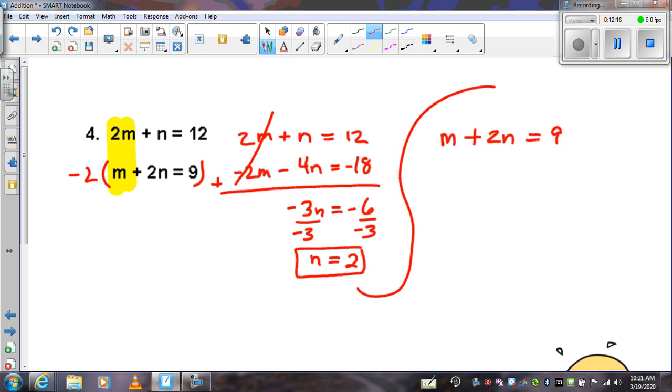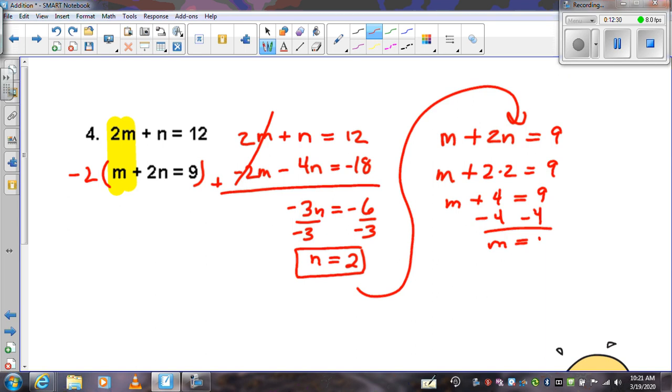So now I'm just going to solve for my second variable. So m plus 2 times 2 is 9. M plus 4 is 9, which means m is 5.